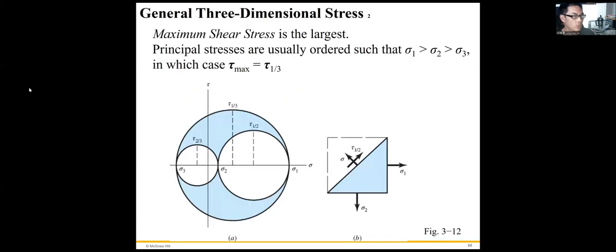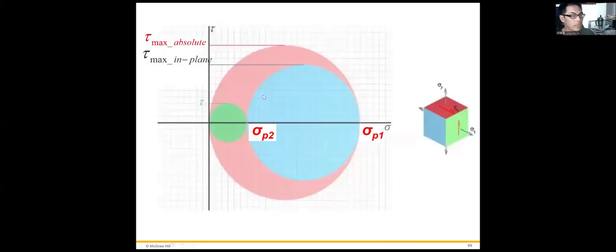Okay, so that's why I mentioned we have to follow this order of the principal stresses, and we get the maximum shear stress equals to tau 1-3. Okay. I'll just show you the other figure. Maybe you can realize what the shear stress in 3D is.